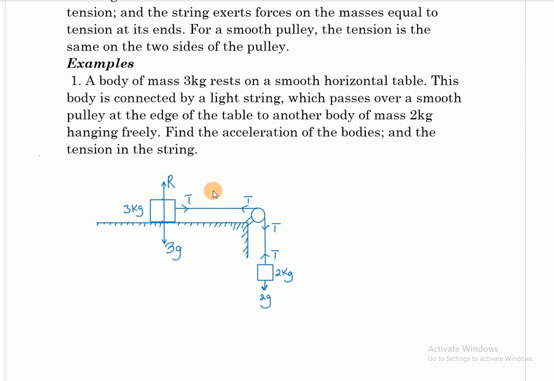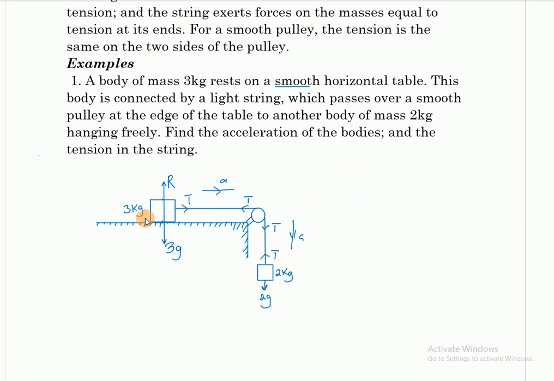Now, the acceleration shall be in that direction like that. It is the same acceleration, because as this one is moving, the whole system will be moving downwards like this. So we shall look at the forces acting on each body. You see the words smooth horizontal table, so there is no friction involved here. So the resultant force is only this T.